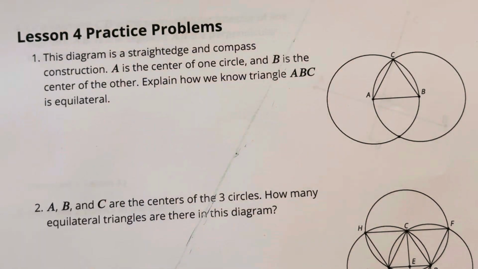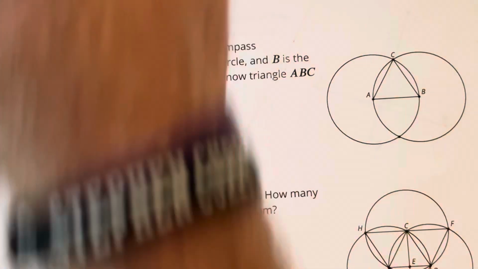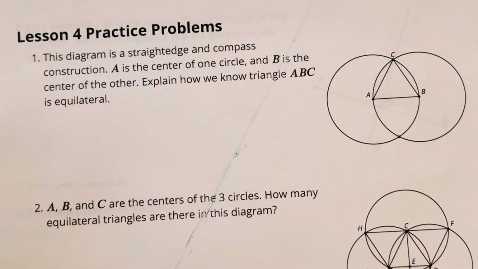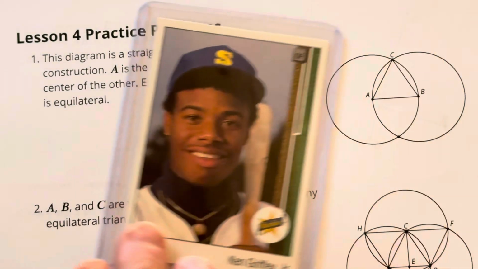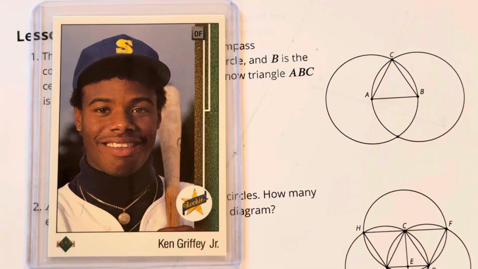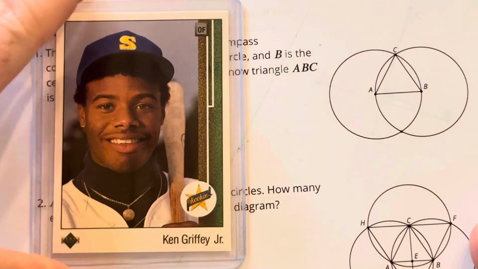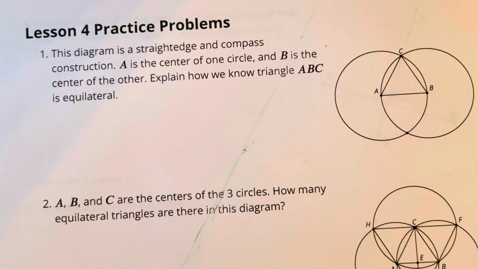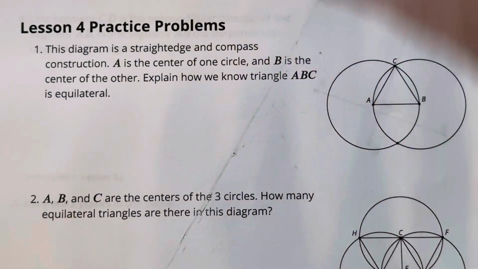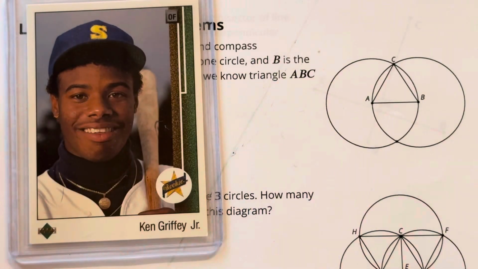So far we've done Tony Gwynn, Michael Jordan, and Kobe Bryant. This is an iconic baseball card. It's Ken Griffey Jr.'s rookie card, 1989 Upper Deck. I bought an old pack and scored that one, probably on my fourth pack. But anyway, Ken Griffey Jr., let's talk about him real quick.